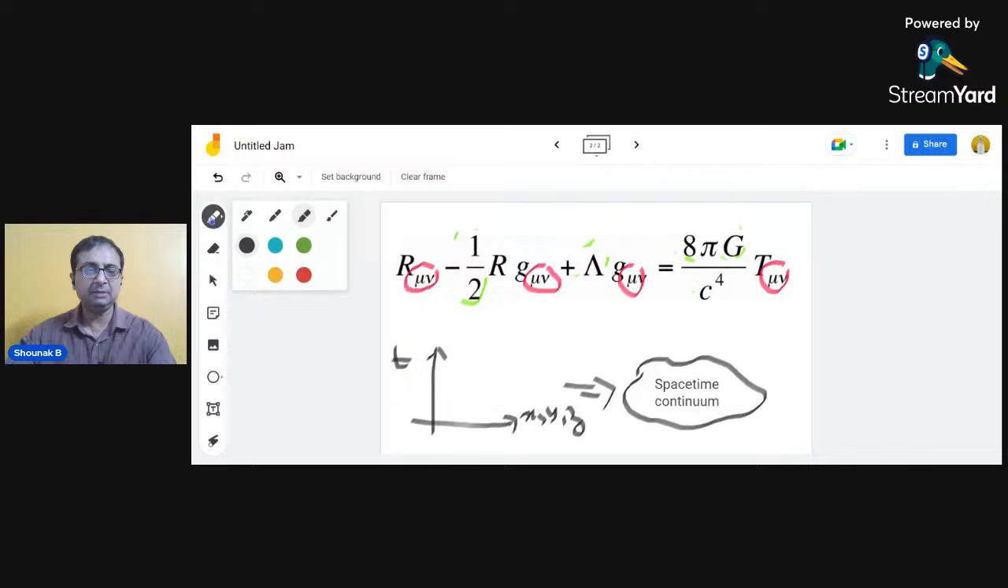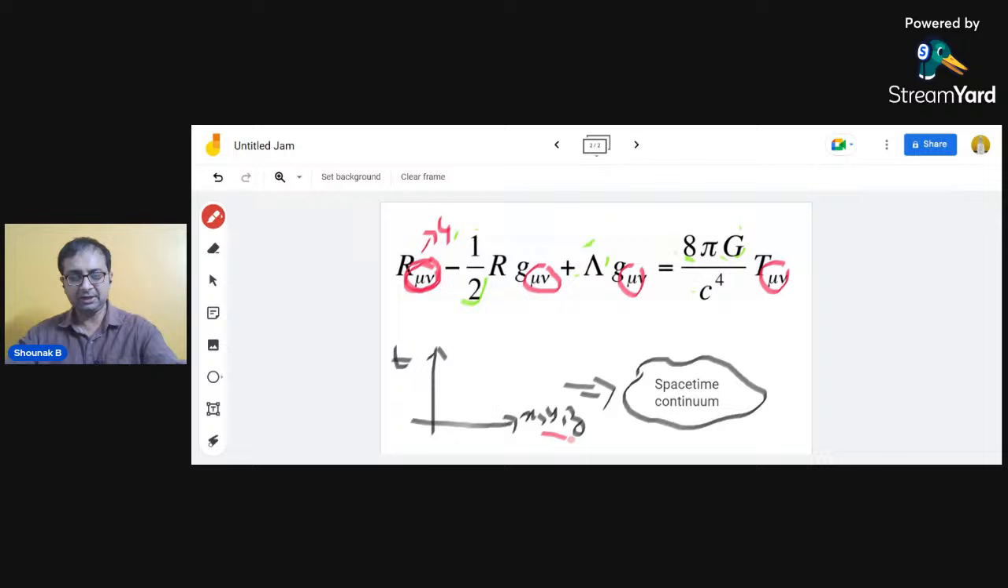Now, what we also need to know is these mu nu are actually dimensions. So this is four dimensions. I mean to say this one is x, y, z, and t. This one is x, y, z, and t. This one is x, y, z, and t. And this one is x, y, z, and t.